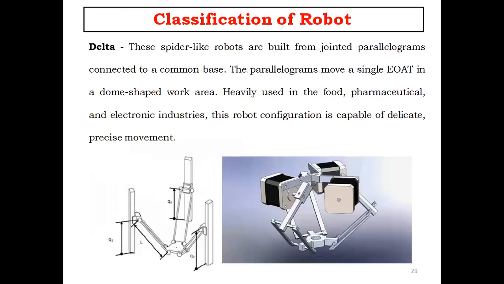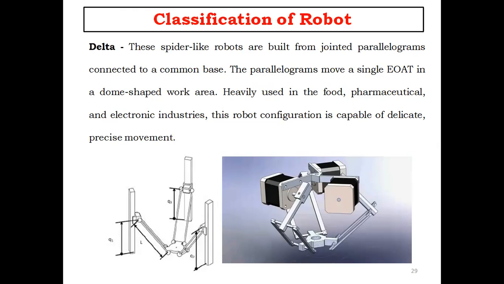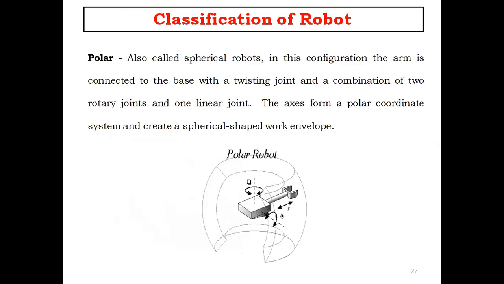The next one is the delta. Delta is in the form of spider-like robots. We have jointed parallelograms connected to the same base. The base is in the middle, and from the base we have parallelograms. We have a single EOT in a dome-shaped work area, and it is heavily used in the food, pharmaceutical and electronic industries. This robot configuration is capable of delicate and precise movement. These are all the classifications of robots.